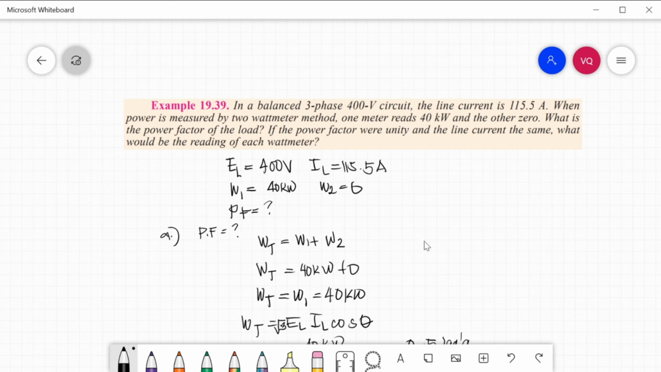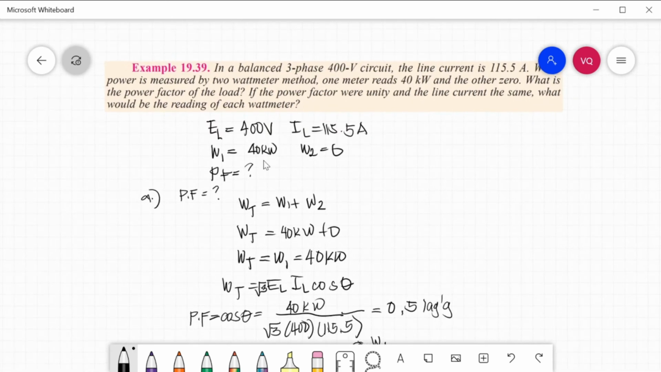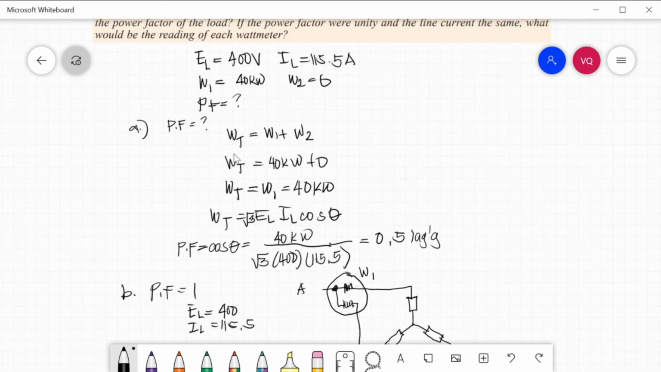So we will solve first yung unang required na what is the power factor of the load. So our line voltage here is 400 volts and line current is 115.5. The first wattmeter reads 40 kilowatts and the second one is 0. So what will be its power factor? From our formula, the total power is equal to wattmeter 1 plus wattmeter 2. That is total power of the wattmeter is equal to 40 plus 0. So the total power will be equal to the reading at the first wattmeter, that is 40 kilowatts.